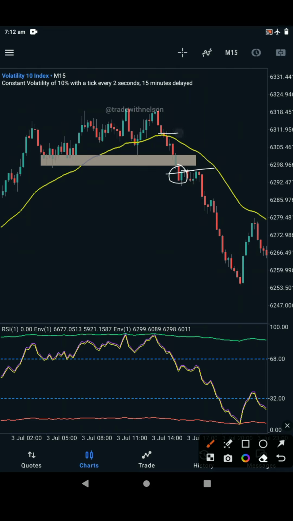Your stop loss can be above the moving average. You don't have to put your stop loss here because you don't expect markets to come to take out the moving average again. Then you will hold your trade until when it enters into the 32 level. So it will be around this point. Then you will close your trade. You will enter here, stop loss above here, then you close your trade.